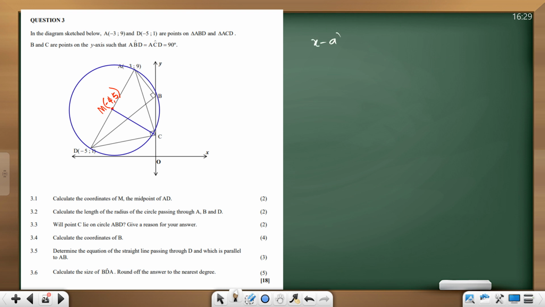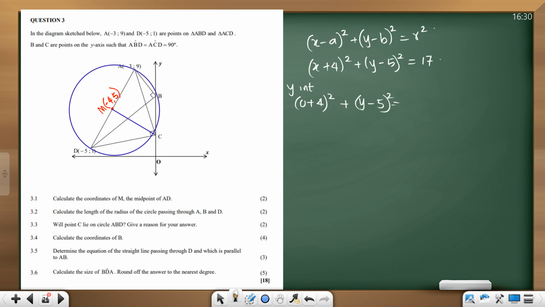We say (x minus a) squared plus (y minus b) squared equals R squared. Is that fine? What's the center? Minus 4. So it's going to be (x plus 4) squared plus (y minus 5) squared. We got the radius as root 17, and if we square that, it becomes 17. Now, if we're looking for the y-intercept, x will be equal to 0. So (0 plus 4) squared plus (y minus 5) squared equals 17.